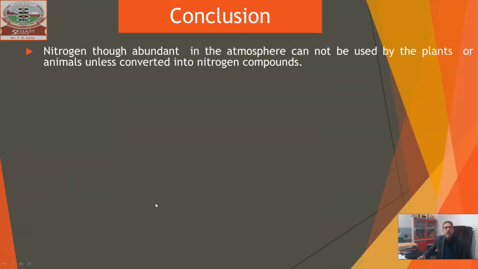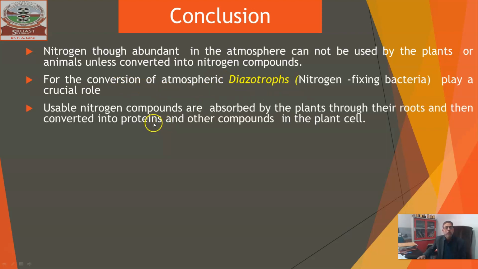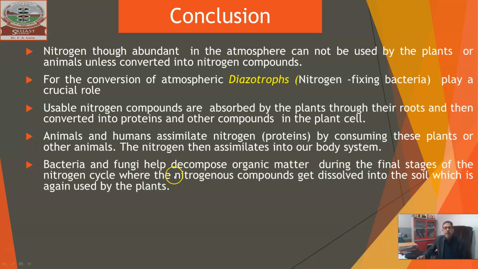So finally, in conclusion, nitrogen, though abundant in the atmosphere, cannot be used by plants or animals unless converted into nitrogenous compounds. For the conversion of atmospheric nitrogen, diazotrophs like nitrogen-fixing bacteria play a very important and crucial role. Usable nitrogen compounds are absorbed by the plants through their roots and then converted into proteins and other compounds in the plant cell. Animals and humans assimilate nitrogen proteins by consuming these plants or other animals. The nitrogen then assimilates into our body system.